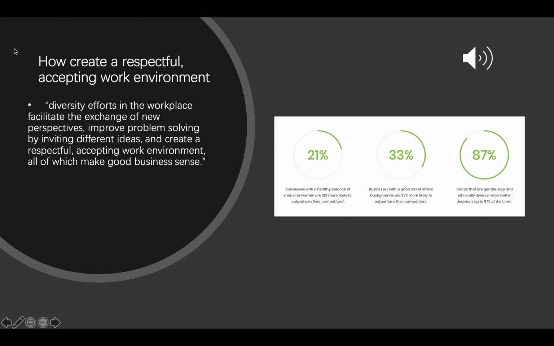Diversity is also important in the working place because it can bring some new ideas from different persons. It's really good to improve the problem solving. And they also make good business sense.